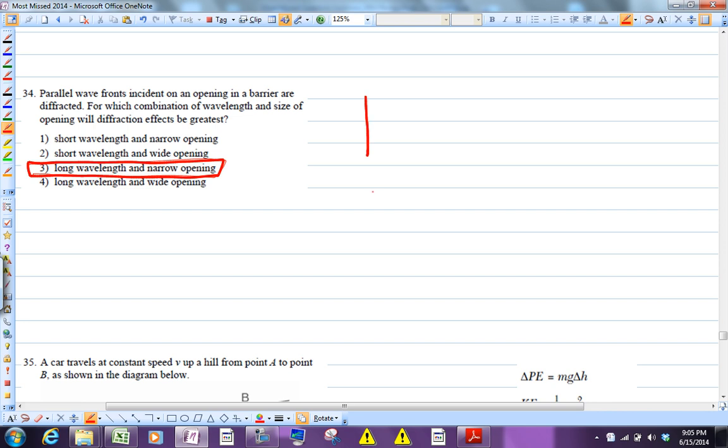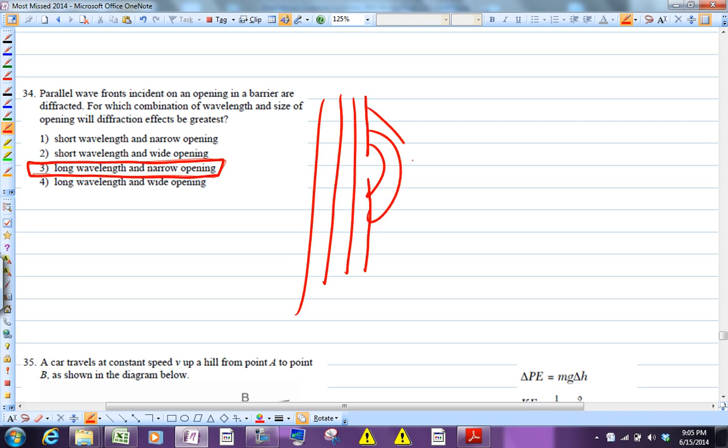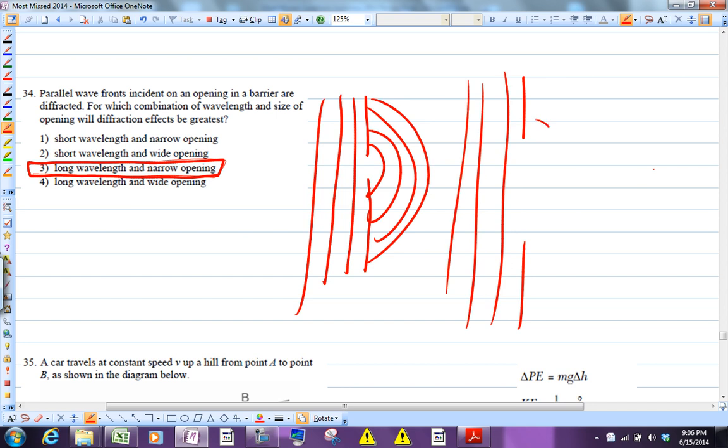So if this is the slit, the bigger the wavelength is compared to the slit, in other words, the closer they are in size, the more the diffraction. Whereas if it was like this, it's going to diffract a little bit, but not nearly as much. So a long wavelength and a narrow opening are closest in size, because usually the opening is much smaller than the wavelength.